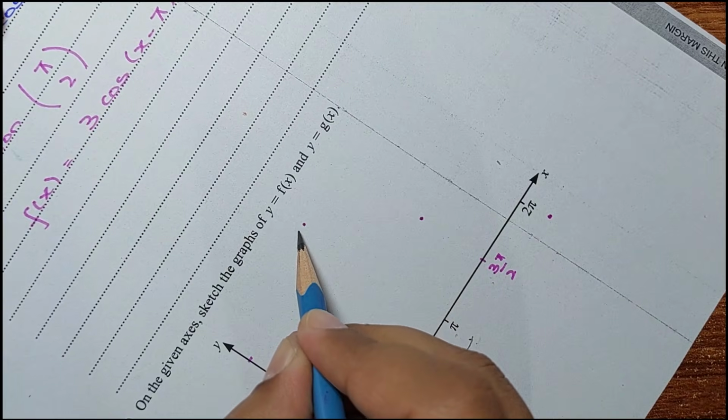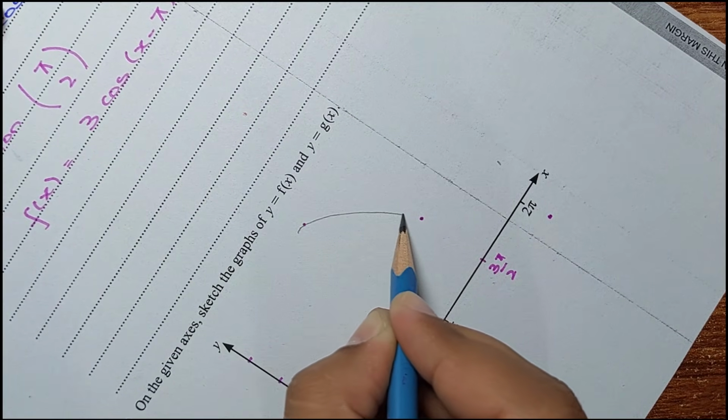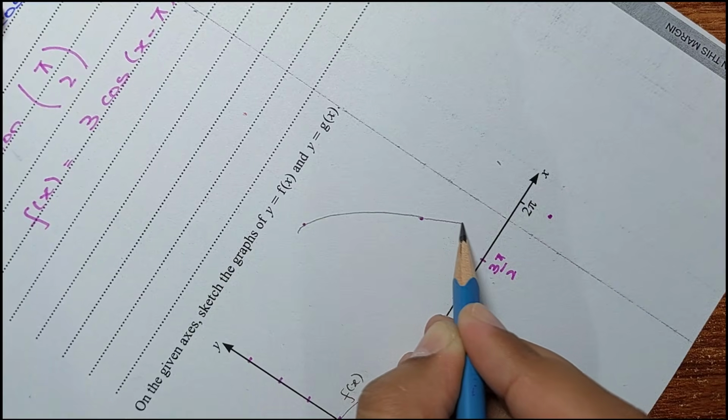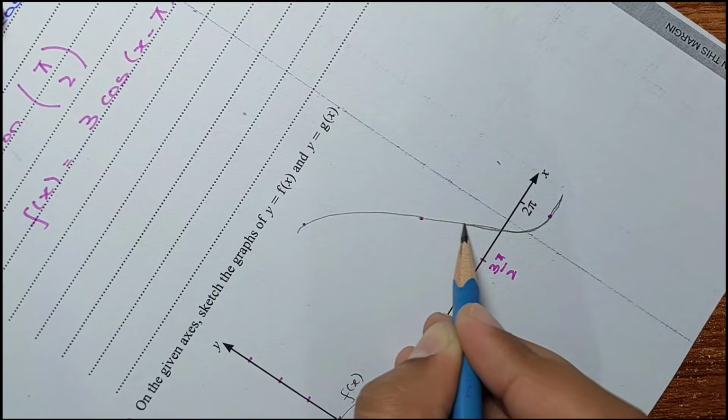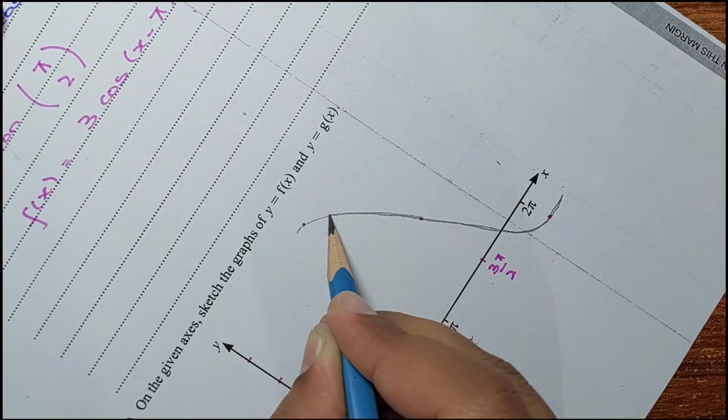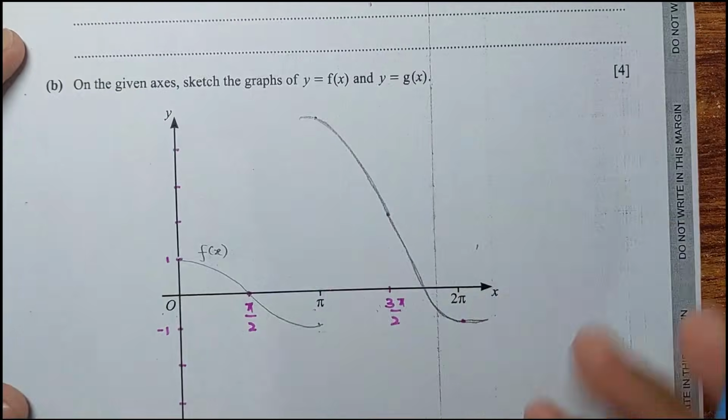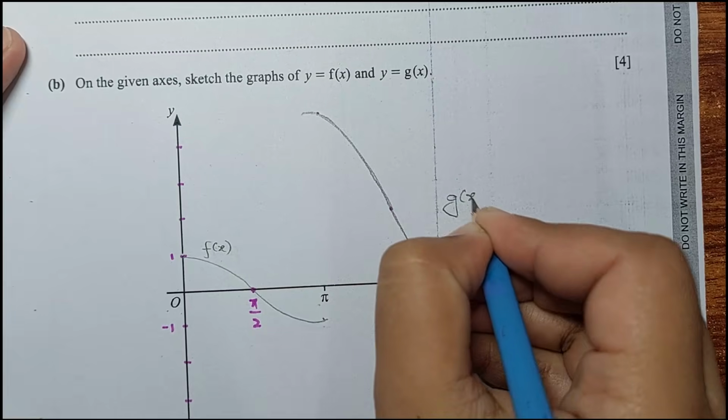Let me sketch this. The maximum is 5 and it's 2. We have some 0 over here, and then this is how the sketch looks like for g of x. Yeah, this is for g of x.